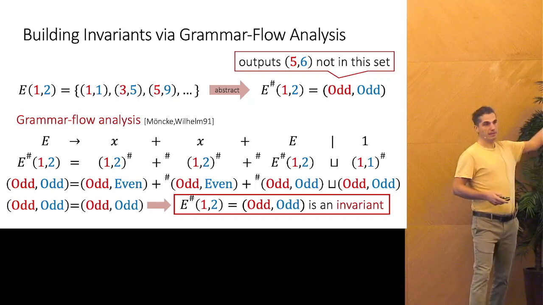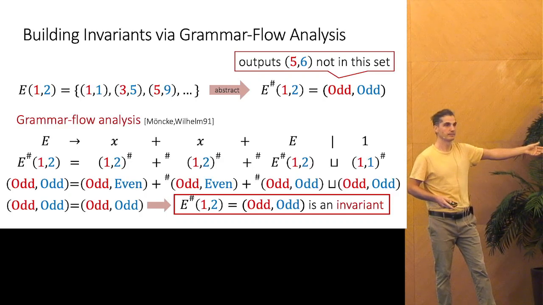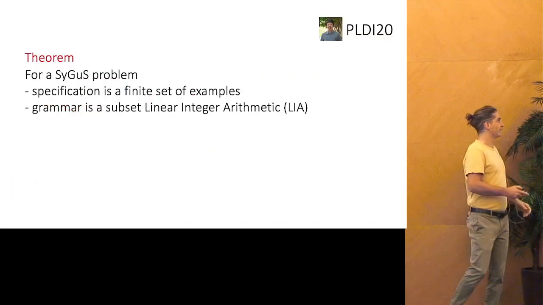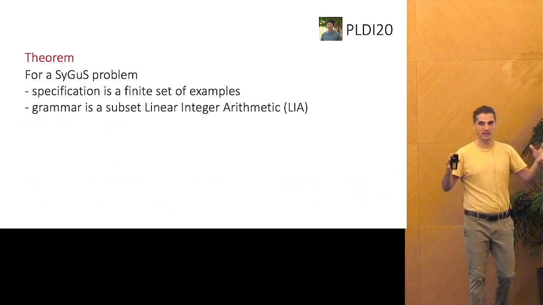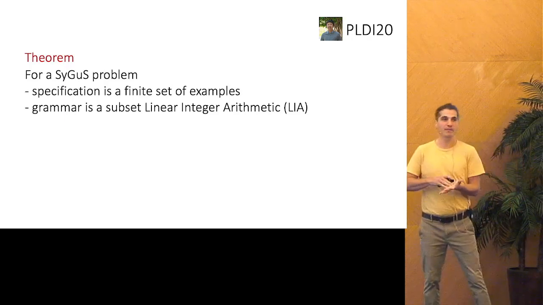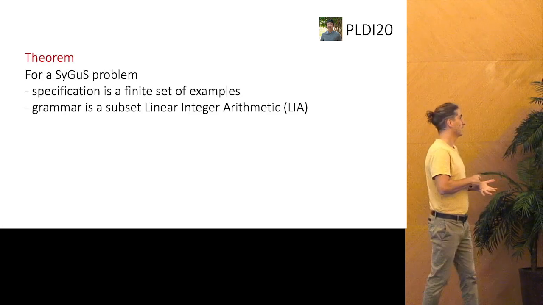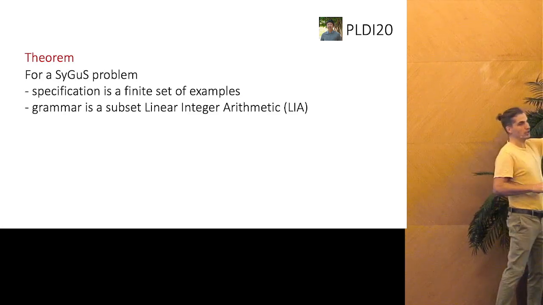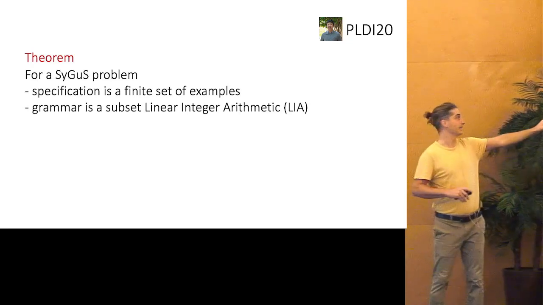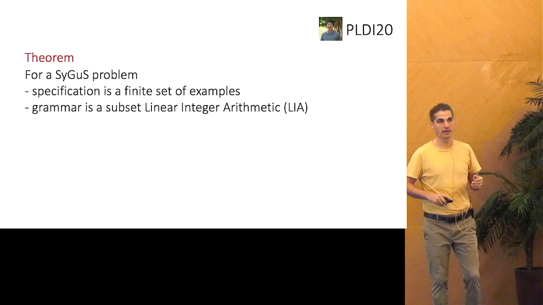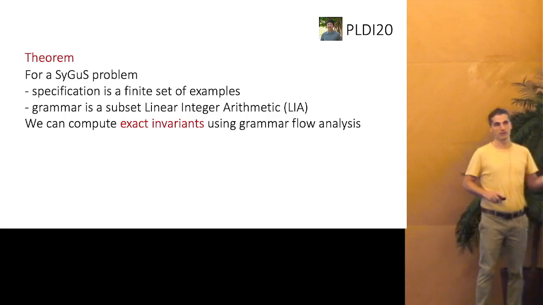And once I prove that, I basically solve the problem. Now, all we needed to do was to come up with these invariants automatically. Okay? And that part I'm not going to show you, but what we showed in this paper is that, thanks to rephrasing the whole problem as grammar flow analysis, we were able to find a family of problems for which these invariants can always be computed, and they can actually be exact. And what that means, we showed that for SyGuS problems where the specification is only given as examples, and the grammar is a subset of linear integer arithmetic, like the example we had before, we can always compute exact invariants using grammar flow analysis.